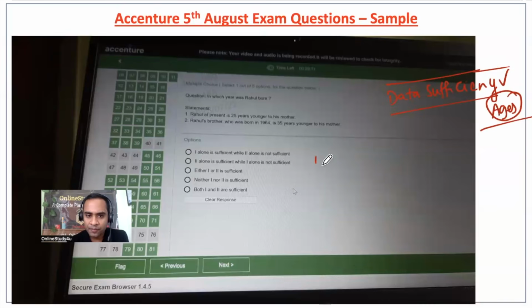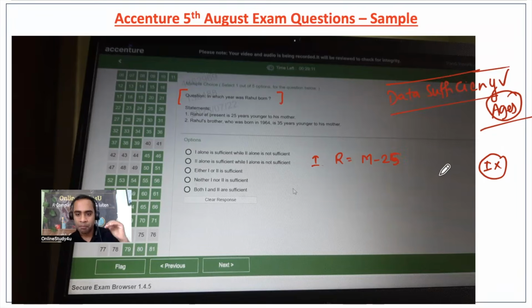So Rahul, okay. In the question, in which year was Rahul born? So Rahul at present is 25 years younger than his mother. So definitely statement 1 we cannot answer, because see, Rahul is 25 years younger than his mother, but when Rahul was born, we cannot say.